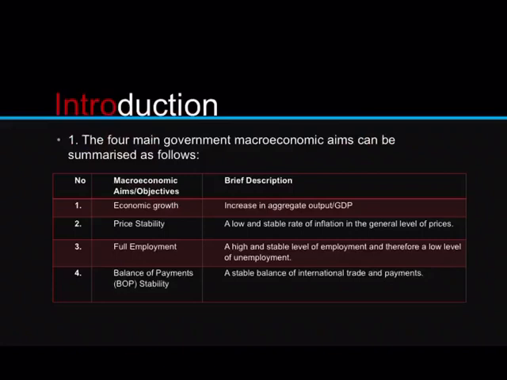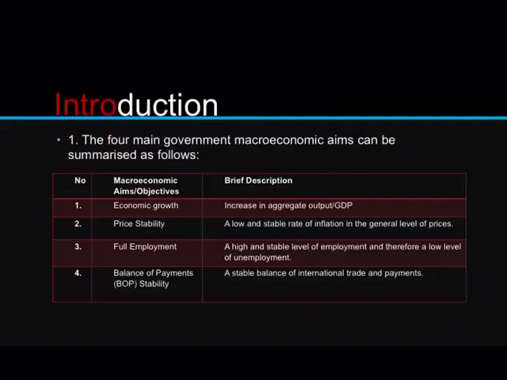So, introduction. The 4 main aims of the government can be summarized as follows, as I told you earlier. The first macroeconomic aim is economic growth. The second aim is price stability. The third aim is full employment. The fourth aim is achieving balance of payment stability, or a surplus, achieving a positive value in the balance of payment, or at least a balanced balance of payment.